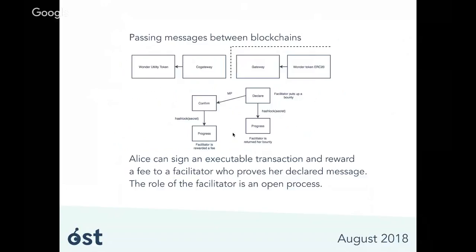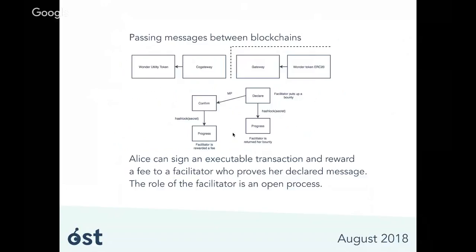But now he has also revealed the secret, so if he doesn't go and progress the declaration of the message, effectively permanently locking up the tokens into the gateway, then anyone can come and recover the bounty that he put up to start this process. So he has an incentive to complete both. And similarly, if he wouldn't progress on the auxiliary system, someone else can collect the fee once the secret is known.